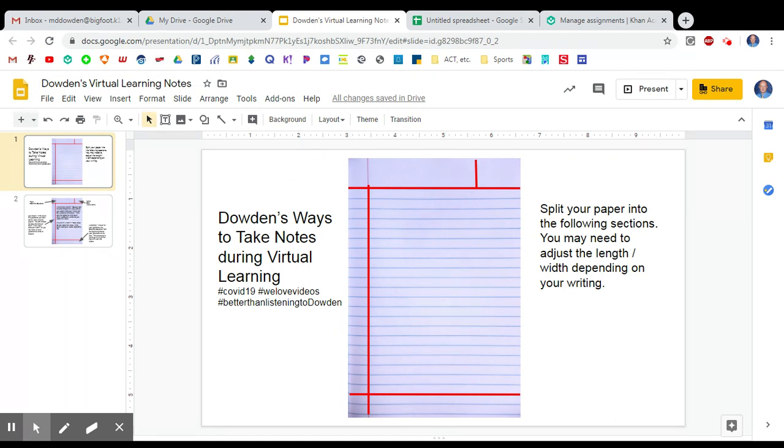So this is set up, if you know anything about Cornell notes, it's set up to look like Cornell notes, but it's not Cornell notes. That's not the idea of what we're doing here. There are a lot of traits from Cornell notes, but there are some things that we're doing to try to get it to work for virtual learning.